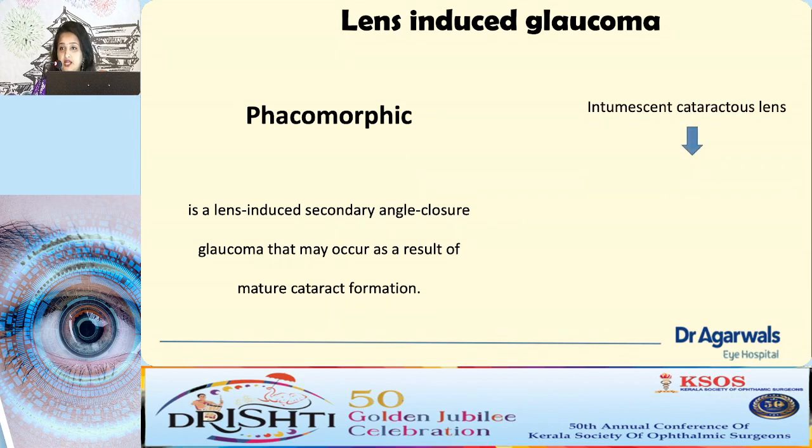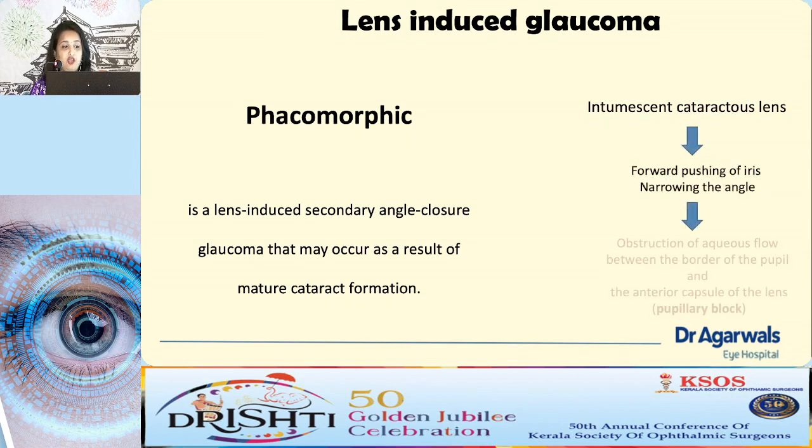Now coming to lens-induced glaucoma, there are three types. The phacomorphic, which causes secondary angle closure glaucoma because of the forward pushing of the lens that causes the narrowing of the angle and obstruction of the outflow of the aqueous.